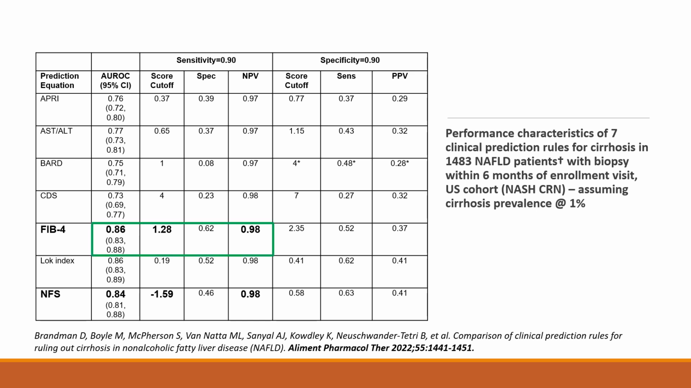An area under the curve of 0.86 means that the test correctly classified patients 86% of the time. And a cutoff of about 1.3 excluded cirrhosis with 98% confidence.